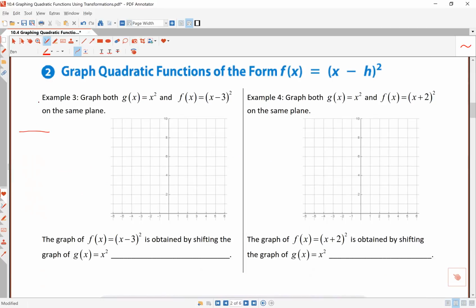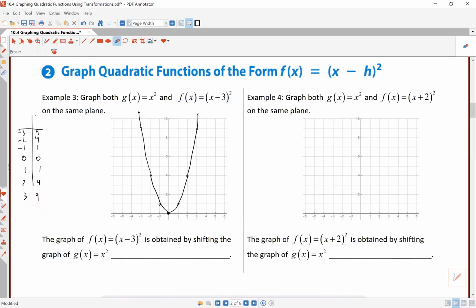So remember, the graph of g of x equals x squared passes through the points 0, 0, 1, 1, negative 1, 1, negative 2, 4, and 2, 4, 3, 9, and negative 3, 9. So we call this our base graph. And then we're obtaining all these new graphs by transforming it. So this is g of x.